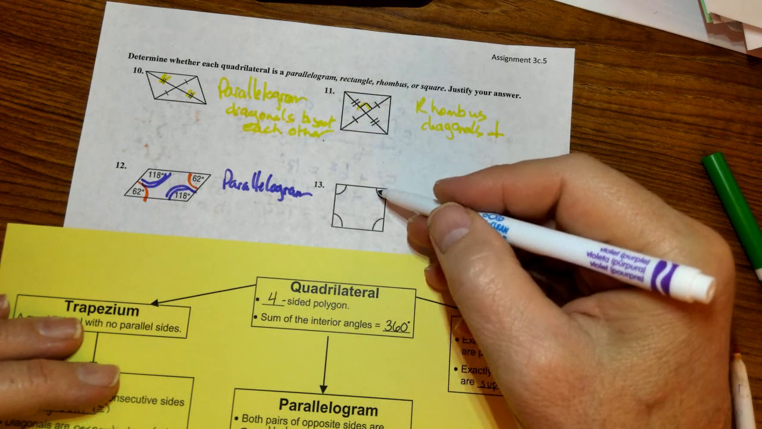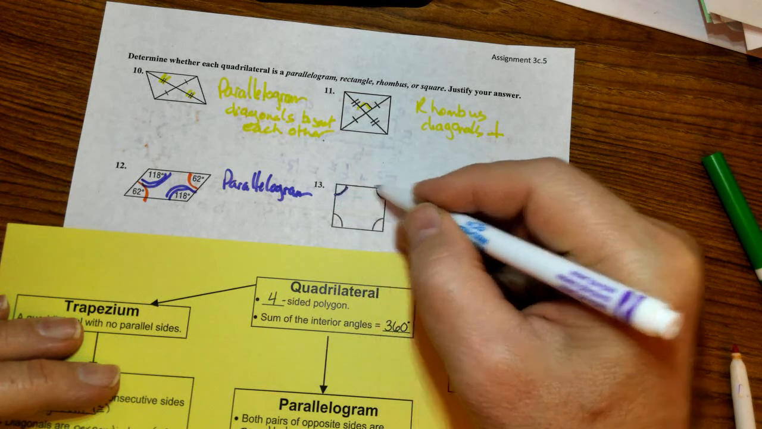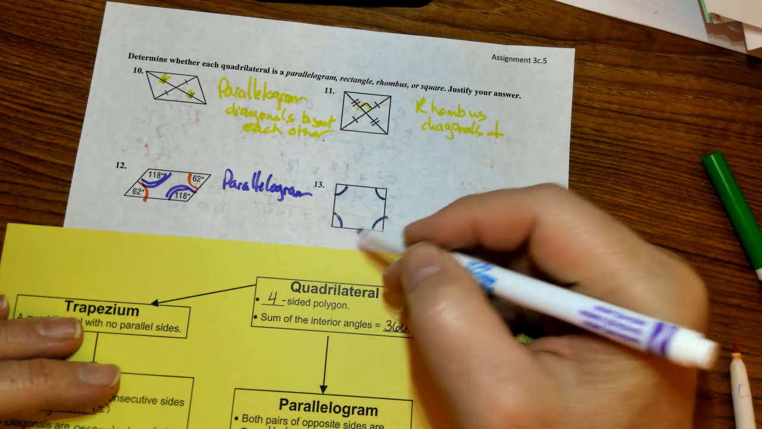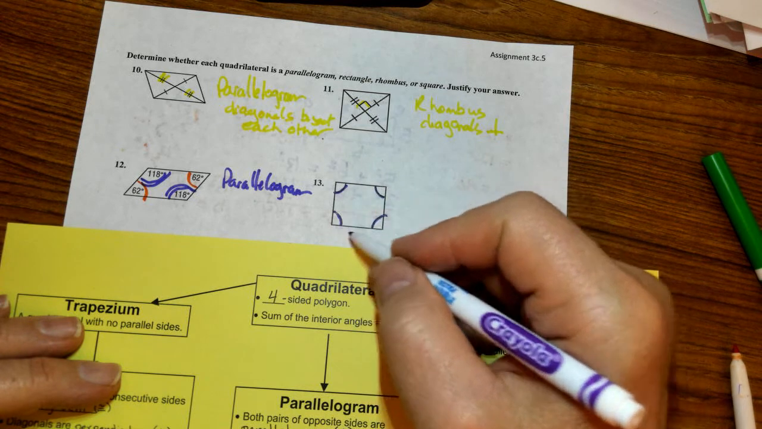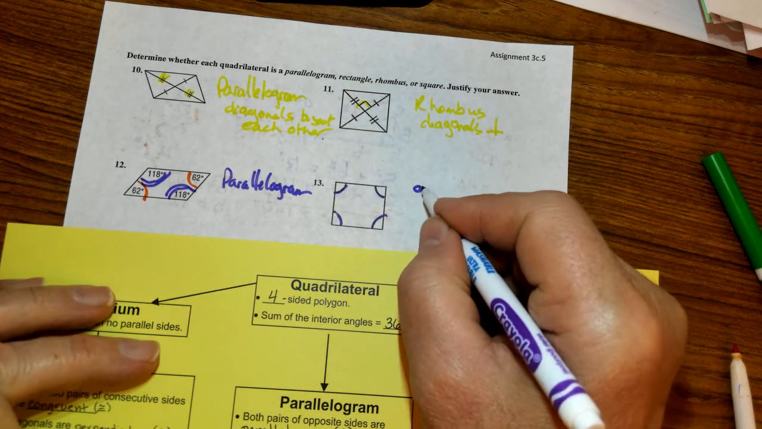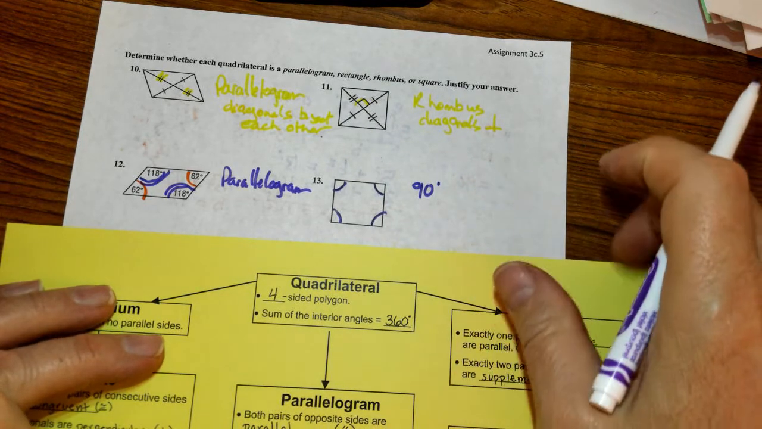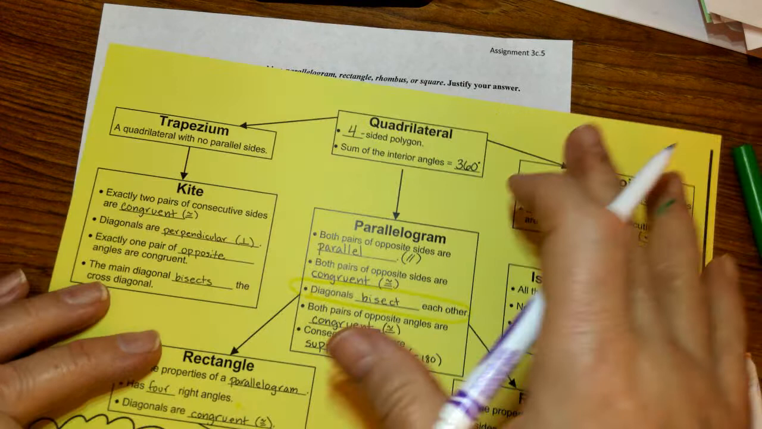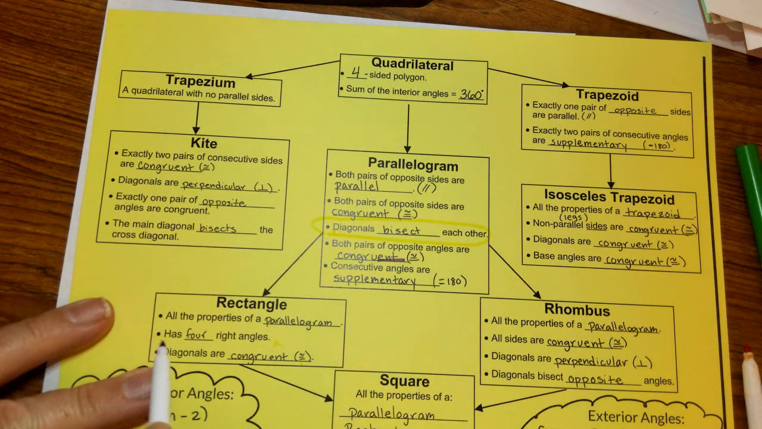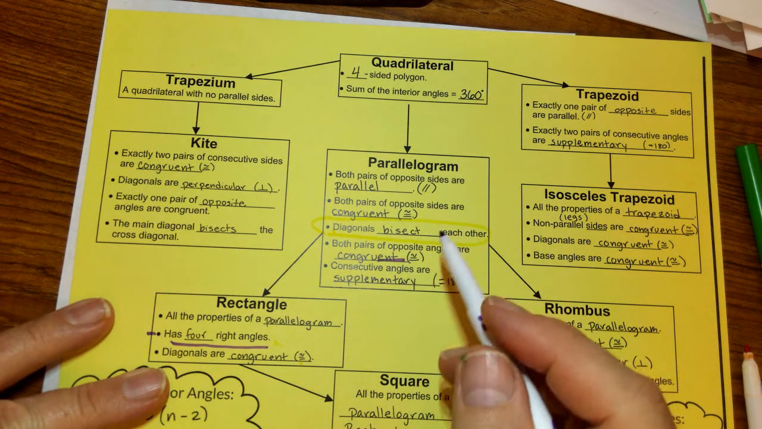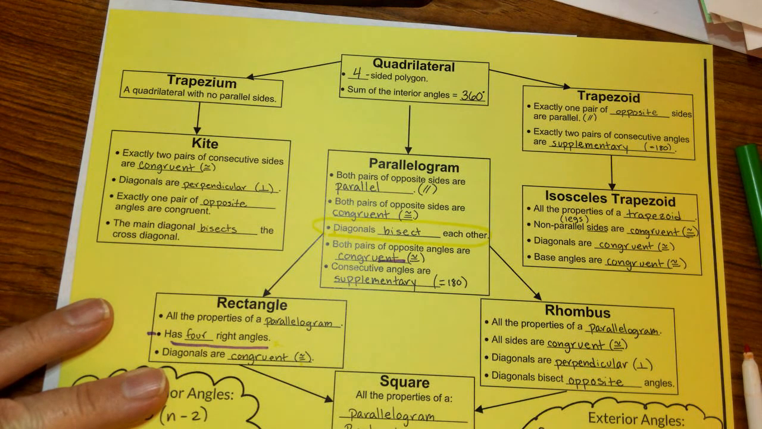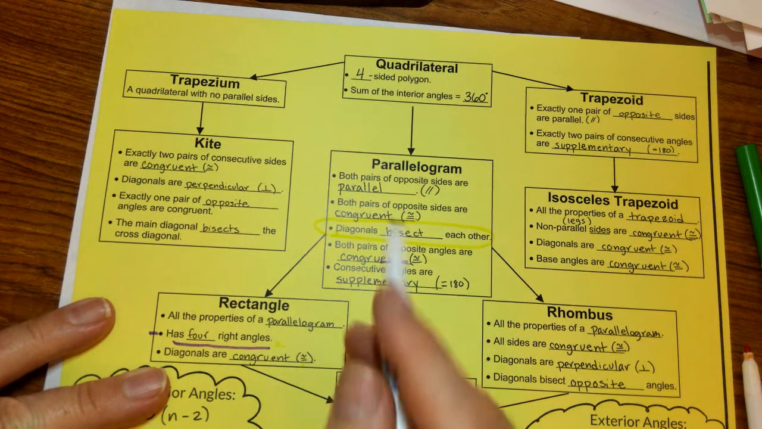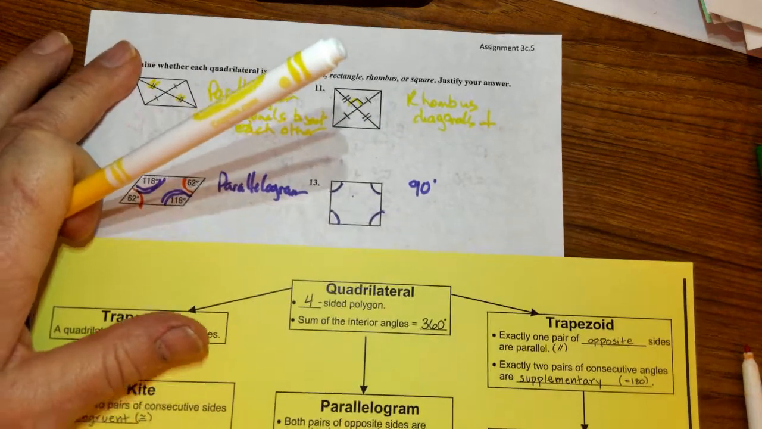Next one, we have four congruent angles. All right? Well, if we have four congruent angles, the total angle measure is 360, and 360 divided by 4 tells me that each one of these angles measures 90 degrees. So this tells me that this has to be a rectangle, because a rectangle has four right angles. I mean, we technically have pairs of opposite angles that are congruent. They just happen to be all four congruent. So this is a rectangle, all right?